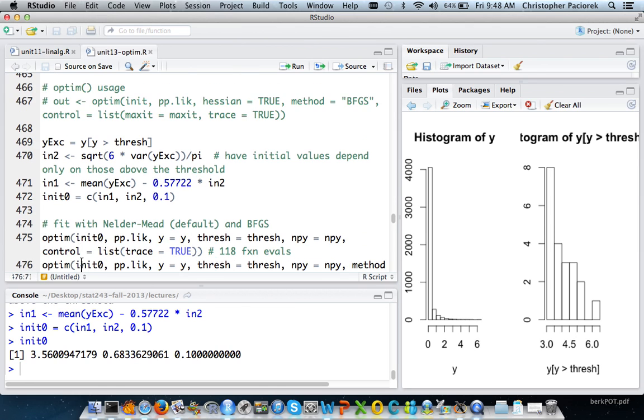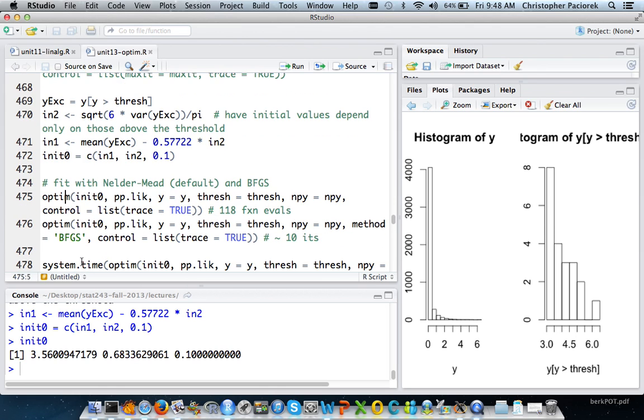Okay, so I've got the initial values. I've got my likelihood function. What's going to happen here is, if we look at help on the Optim function, we'll see there's a ... argument. Basically, these things here that don't correspond to names of arguments of the Optim function will just get passed along to the function that's being optimized. So the thresh and the NPY are just going to get passed along to pp.like and used as part of pp.like.